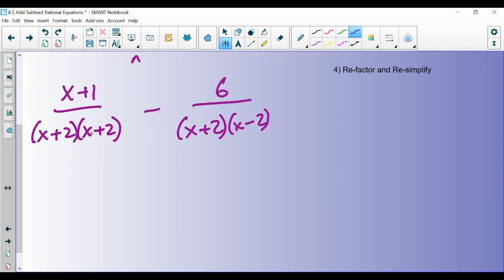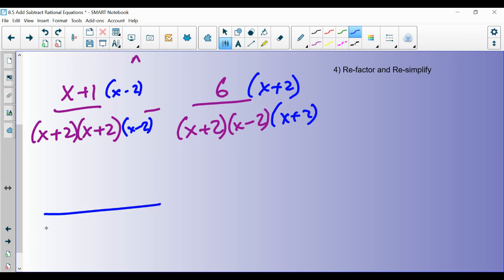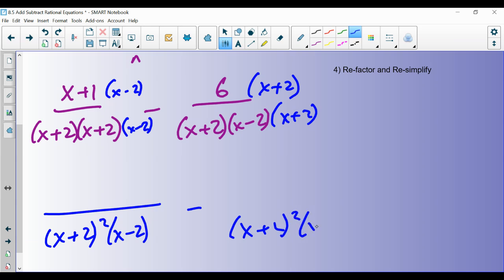So this one has a couple x plus 2's, and this one only has one x plus 2. So it's going to need an x plus 2 over x plus 2. And this one over here is going to need an x minus 2 over x minus 2. Because now both denominators have 2 x plus 2's and 1 x minus 2. So my denominator on the left side, I'm going to simplify a little bit to x plus 2 squared times x minus 2. And I'm subtracting the exact same thing, x plus 2 squared, x minus 2.